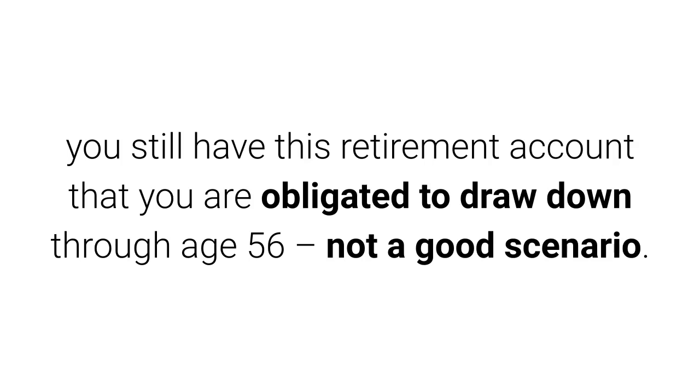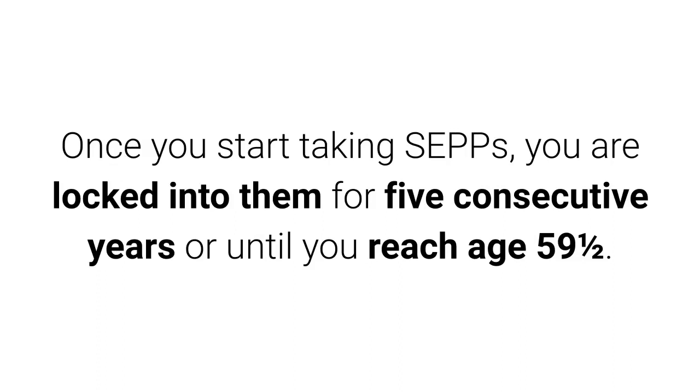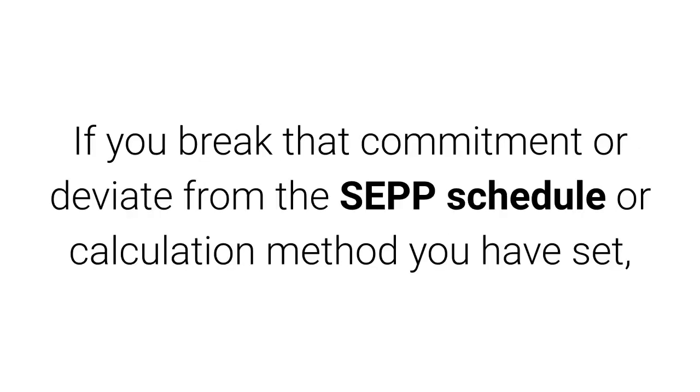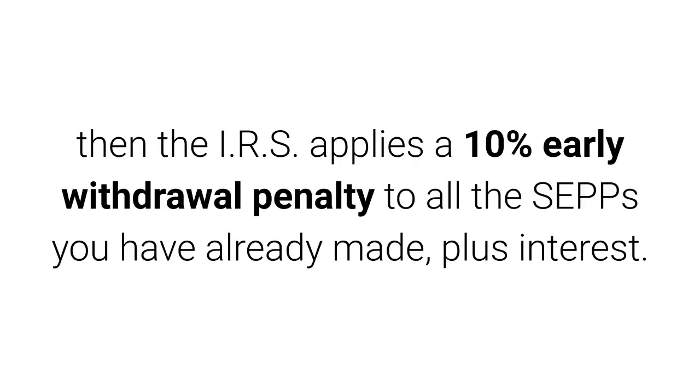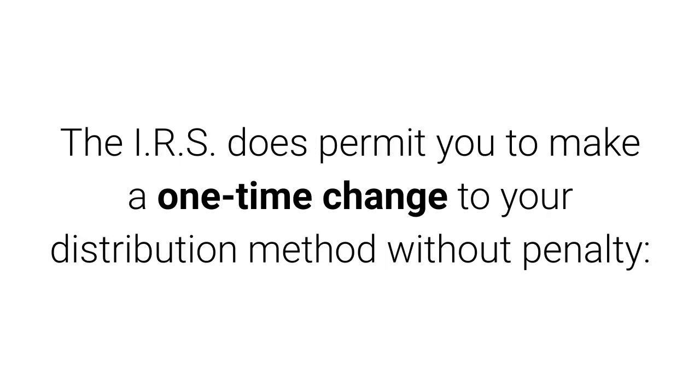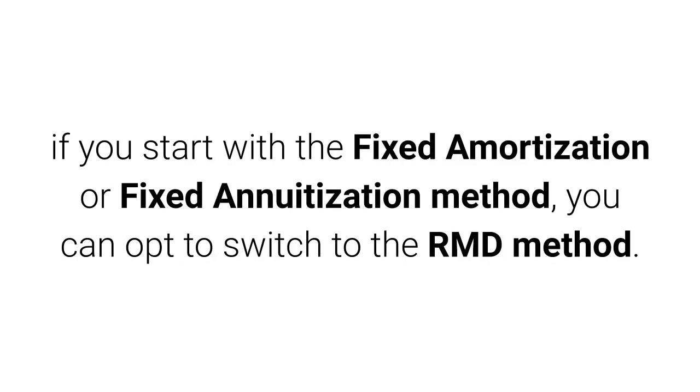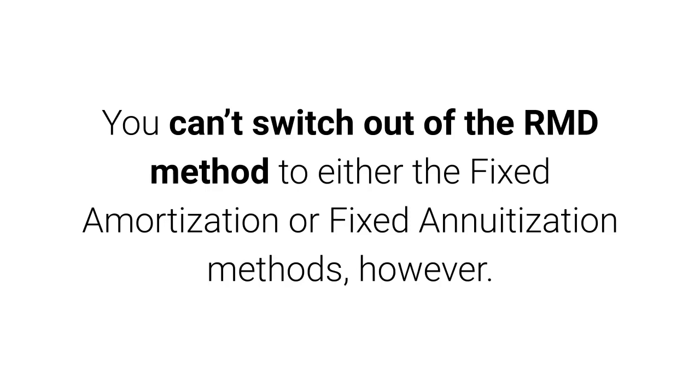Not a good scenario. Once you start taking SEPPs, you are locked into them for 5 consecutive years or until you reach age 59 and a half. If you break that commitment or deviate from the SEPP schedule or calculation method you have set, then the I.R.S. applies a 10% early withdrawal penalty to all the SEPPs you have already made, plus interest. The I.R.S. does permit you to make a one-time change to your distribution method without penalty. If you start with the fixed amortization or fixed annuitization method, you can opt to switch to the RMD method. You can't switch out of the RMD method to either the fixed amortization or fixed annuitization methods, however.